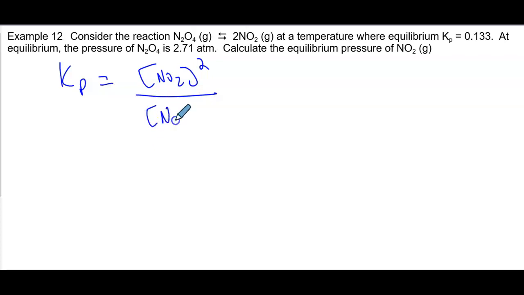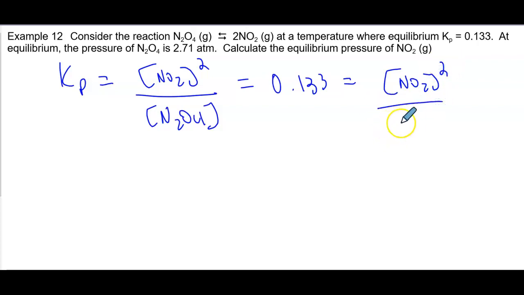So let's look at what our expression would look like. Our expression would be Kp equals NO2 squared over N2O4. Now remember, both of these can be included because they're in the gaseous phase. So what do we know? Well, we know Kp is 0.133, and we know the value of N2O4. So we don't know this value. But from the word problem, I can see the pressure of N2O4, so this is 2.71.